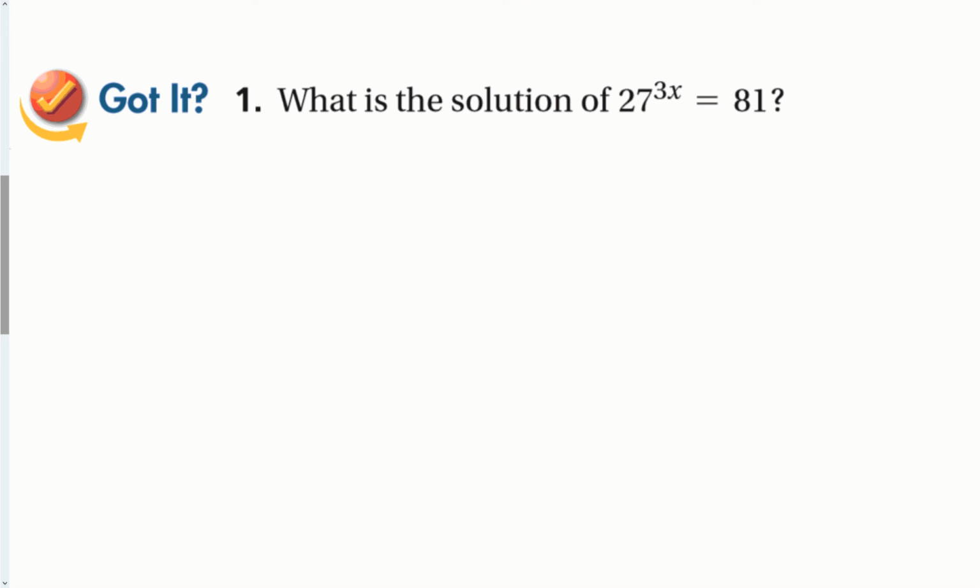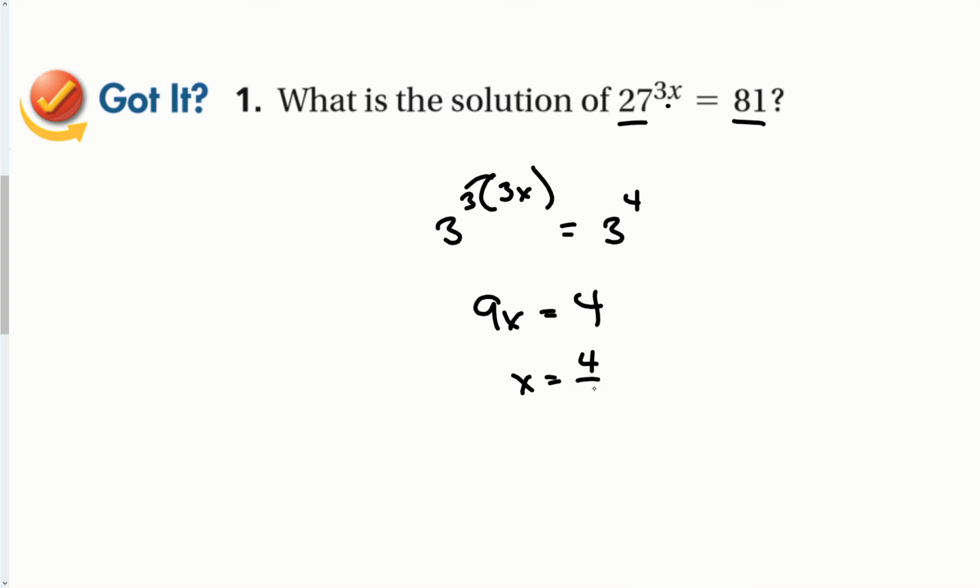So look at this problem. Is it possible to make 27 and 81 both the same base raised to some exponent? Well, 3 to the third power is 27. 3x stays right there in the exponent. And 3 to the fourth power is 81. Multiply these together, power to a power, and multiply exponents. 9x is equal to 4. So x is 4 over 9. Okay? If the bases are the same, the exponents must be equal to each other.